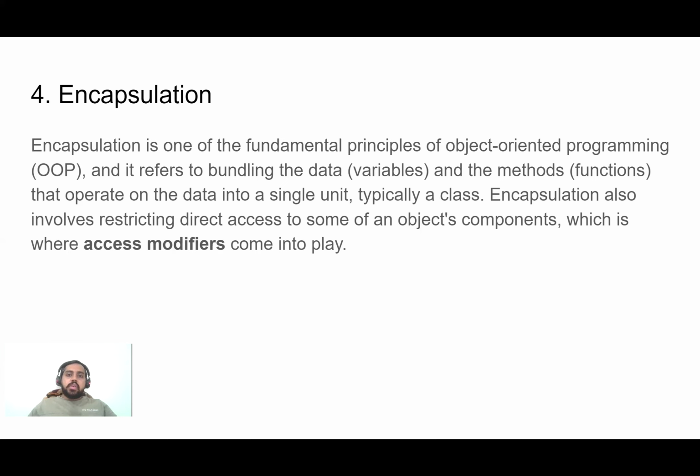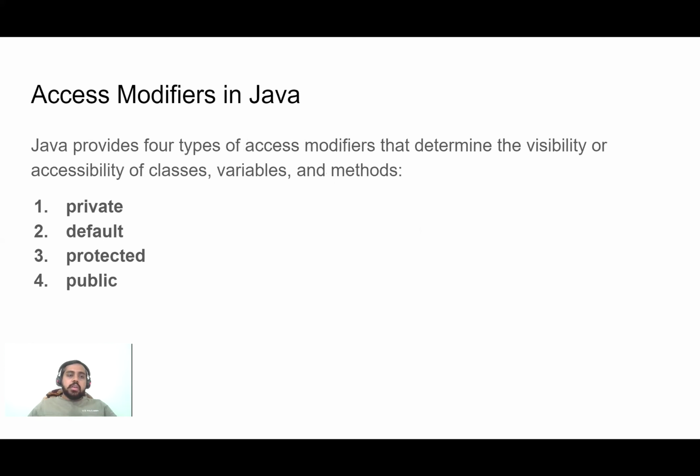So we have to give controlled access, right? Like to whom we need to give controlled access. There is a concept called access modifiers. We'll see what I mean by access modifiers. Java provides four types of access modifiers that determine the visibility or access of classes, variables, or methods. What are the four? I'll tell you: private, default, protected, and public. We'll see them one by one.